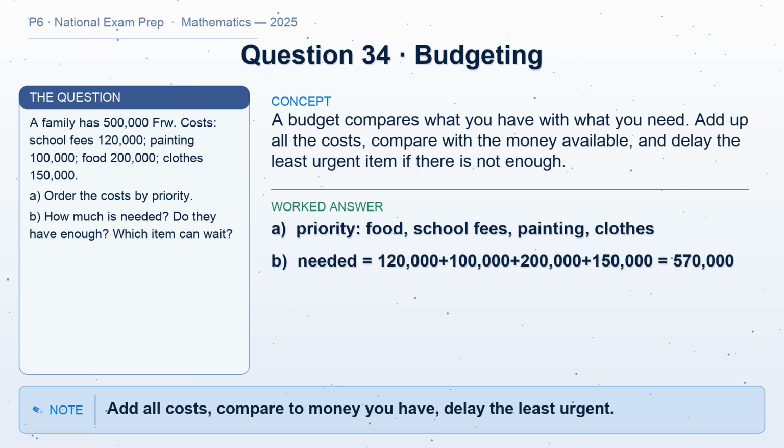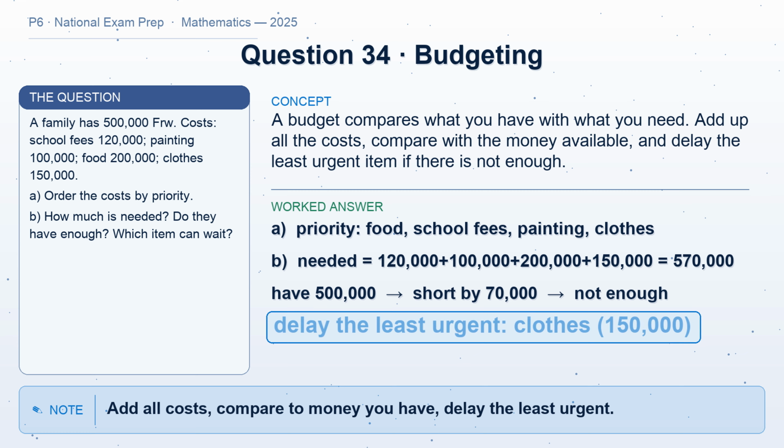Add them all. 120 plus 100 plus 200 plus 150,000, which is 570,000 francs. They only have 500,000, so they are short by 70,000. No, it is not enough. The sensible choice is to delay the least urgent item, the clothes, at 150,000 until later.